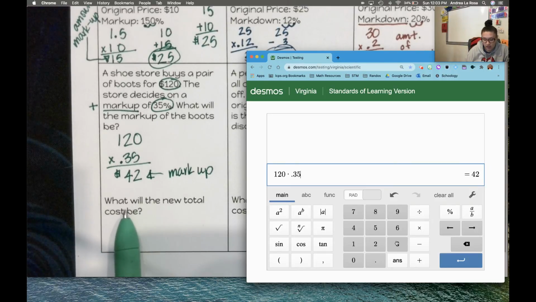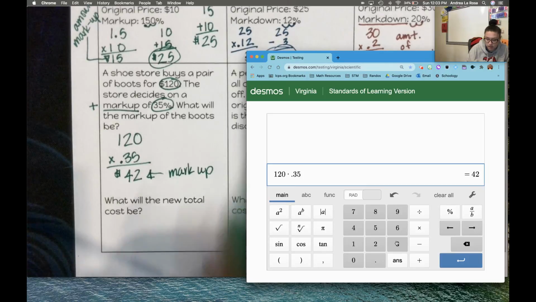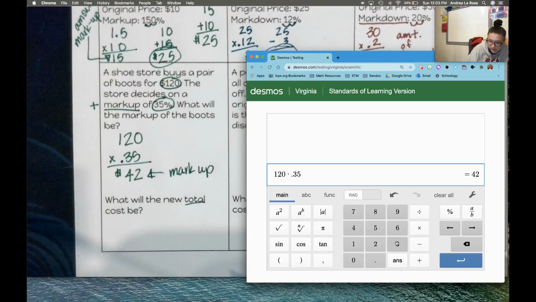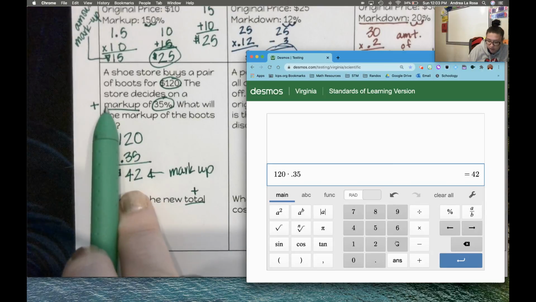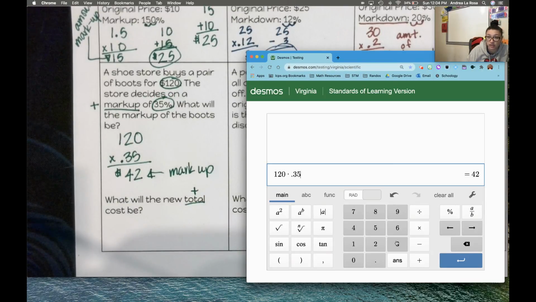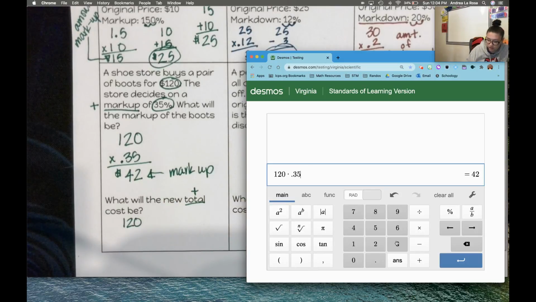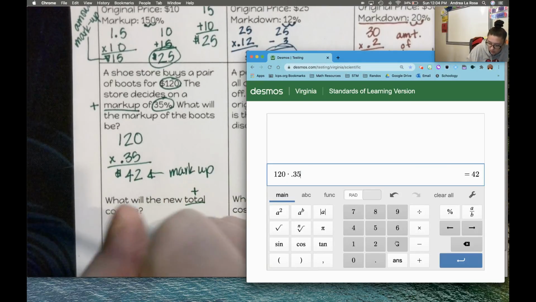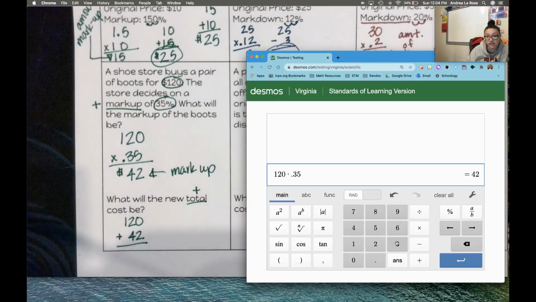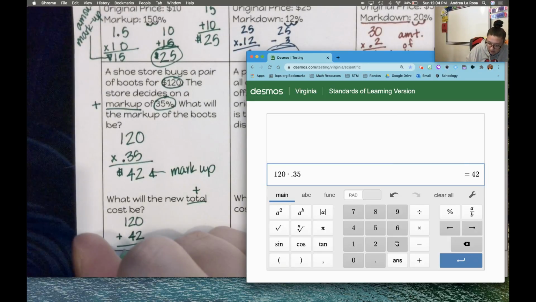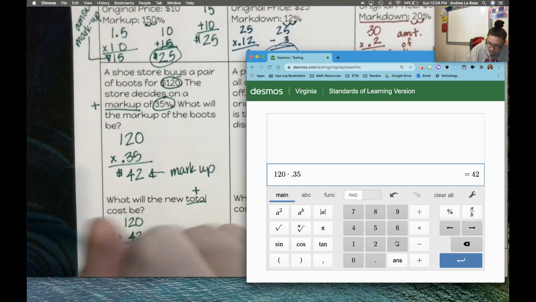Down below, it says, what will the new total cost be? We know total is a keyword for add. So now I want to take the amount of my markup, my $42, and add it back to that $120 to see how much I would put for the price tag of these boots. I bought the boots for $120. I want to add $42 because that's how much money I want to make on these boots. So that means I need to sell them for $162.